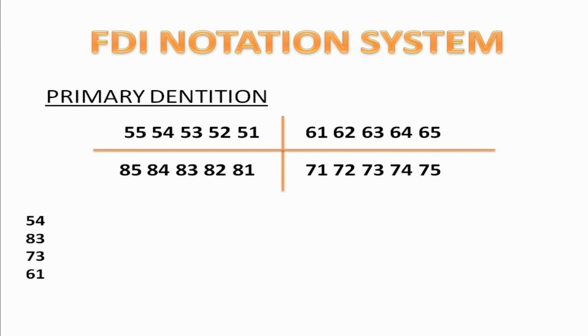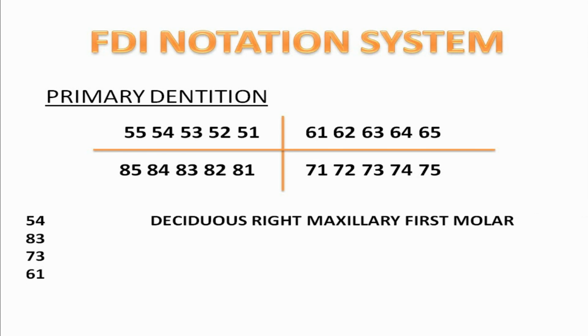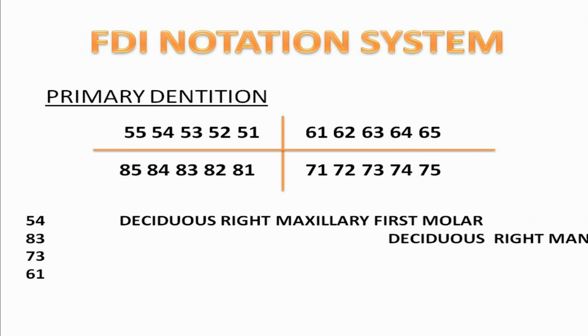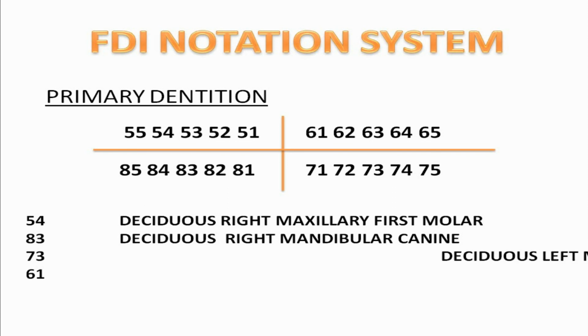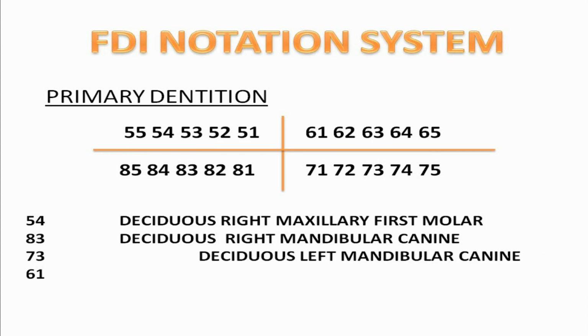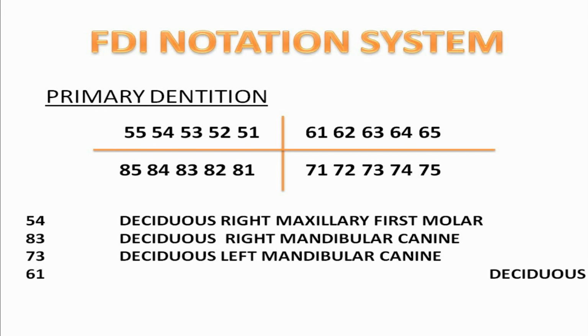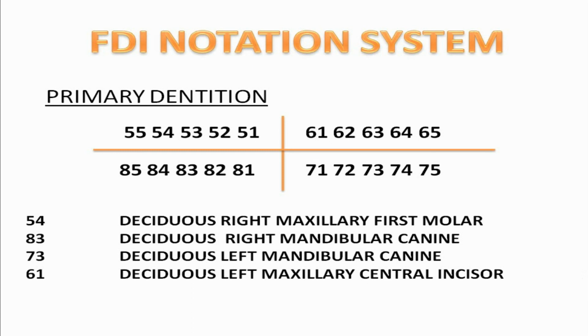So examples are 5-4, deciduous right maxillary first molar; 8-3, deciduous right mandibular canine; 7-3, deciduous left mandibular canine; 6-1, deciduous left maxillary central incisor. So they have used this system, and it has advantages: it is very easy to remember, and easy to communicate verbally as well as note down. So this is the universally accepted one, and we are following this particular system.